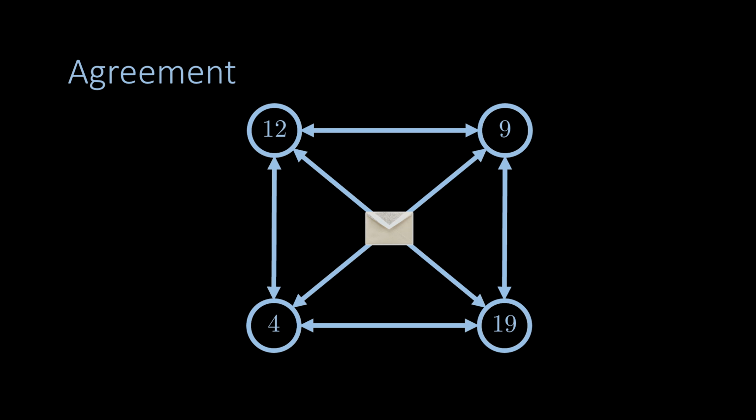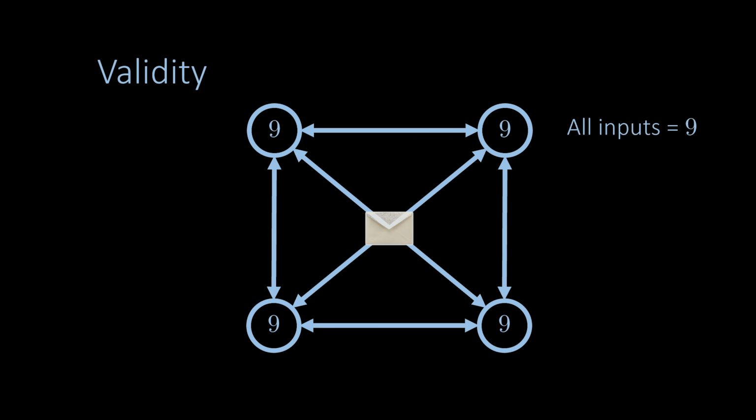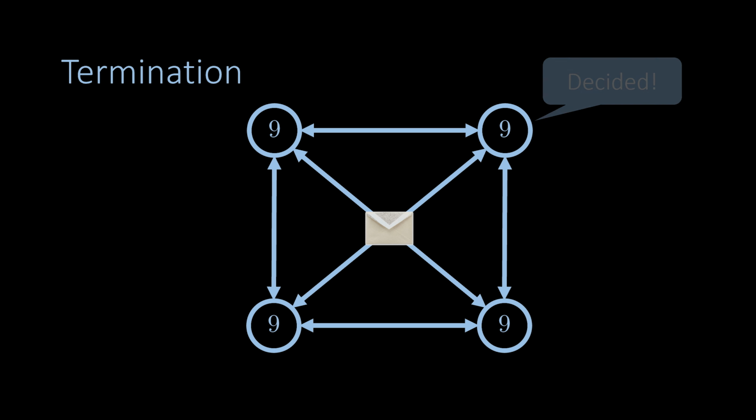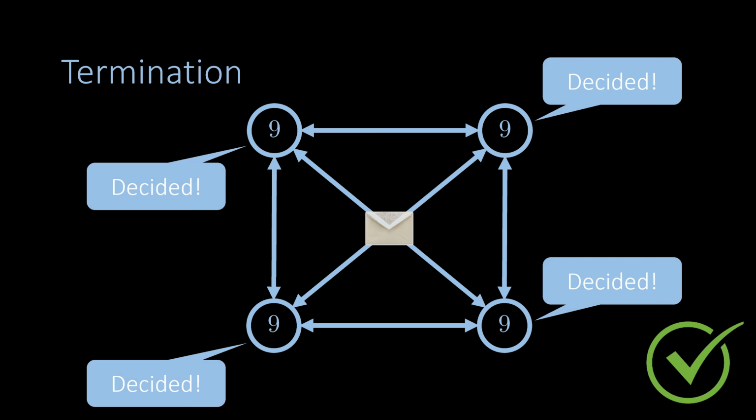We say that an algorithm solves the consensus problem if it has the following three properties. The first property is called agreement, which says that all nodes must decide on the same value whenever they decide. The second property is called validity. There are different definitions of validity. In this video, we use the definition that if all nodes have the same input value, then the nodes must decide on this value. Lastly, the third property is called termination, which says that all nodes must eventually decide on a value. How can nodes reach agreement?